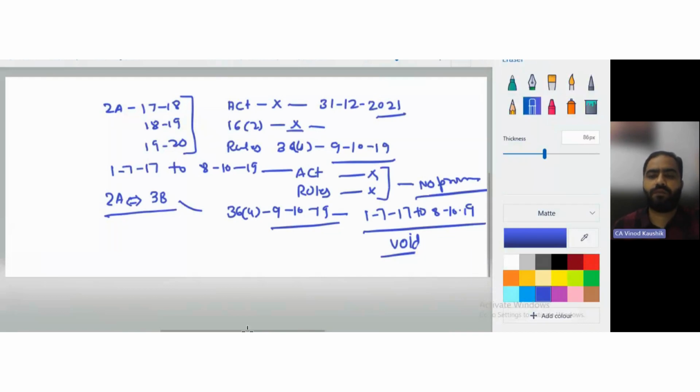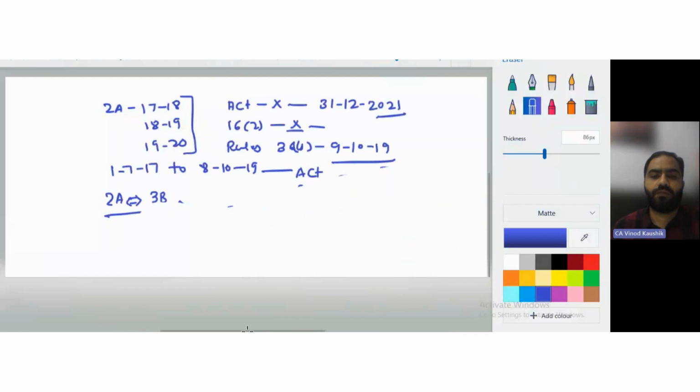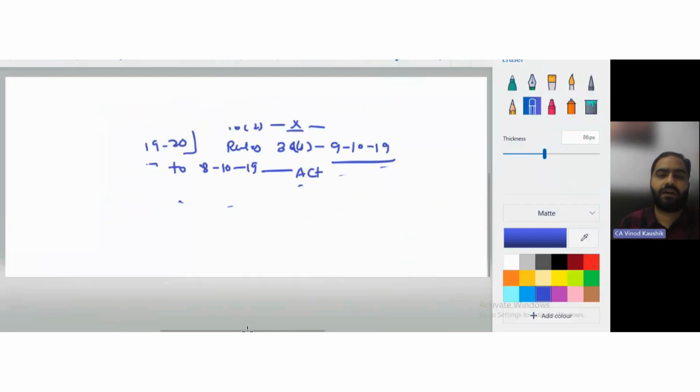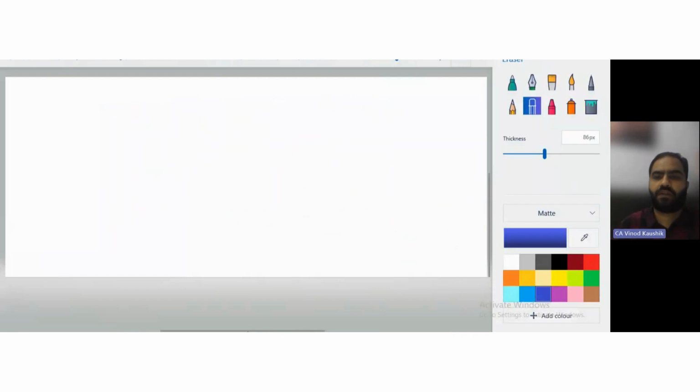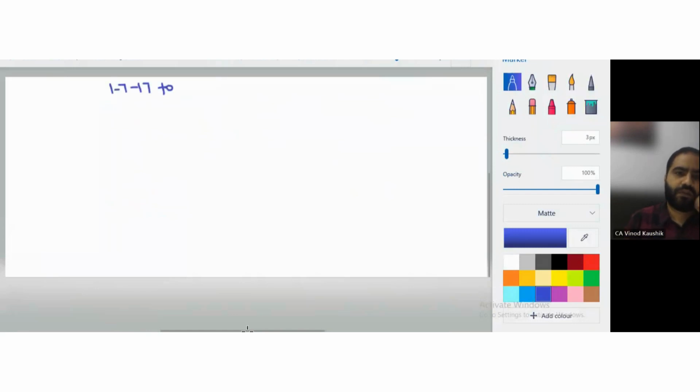There was no backing of law, no backing in the rules or in the Act. So let's divide this period into two parts: 1st July 2017 to 8th of October 2019. Then another period starts from 9th of October 2019 to 31st of December 2021.